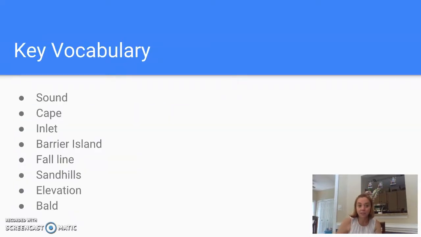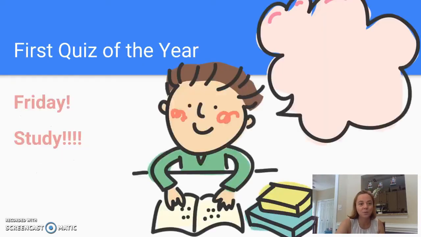Okay. So here's our key vocabulary for this week. Sound, cape, inlet, barrier island, fall line, sandhills, elevation, and bald. Those 8 words will be on our quiz on Friday. So you want to make sure that you pay close attention in class. And if you're not sure about the words, what they mean after we talk about it in class, then you want to make sure that you look those words up or come see me during flight school.